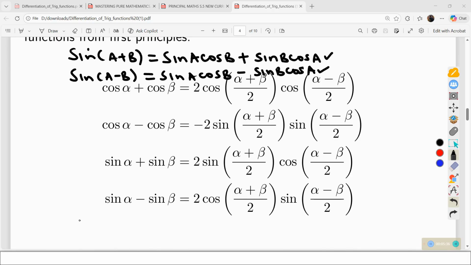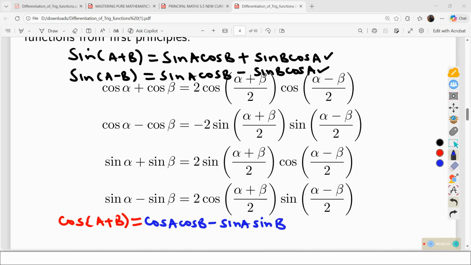Let us look at the next. Anyone who can tell us how we expand cos of A plus B? You can unmute and tell us how we expand that. We shall be using some of these expressions here. We say cos A cos B minus sin A sin B. Okay, thank you so much. Cos of A cos B minus sin A sin B.